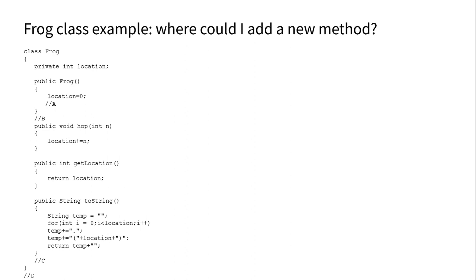Now, this one I'd like you to answer for yourself without peeking ahead. Where can you add a new method? I put 4 letters. There's an A, a B, a C, and a D. There's 4 places here. There may be more than one place where you can add a method. I'd like you to tell me all the places that you could add a method.